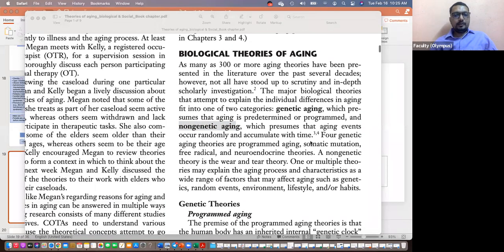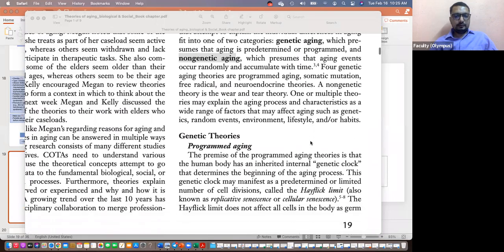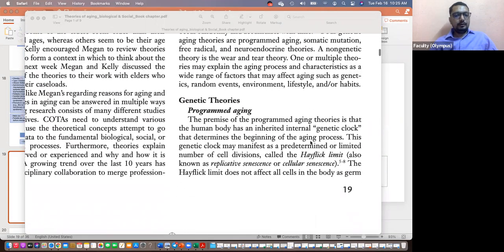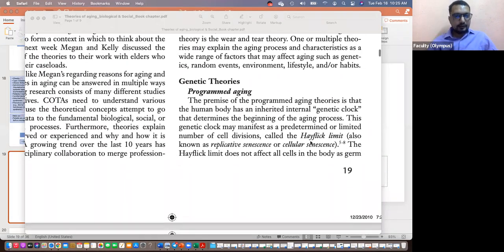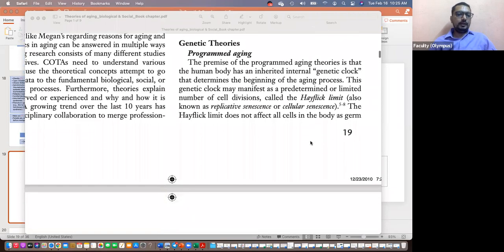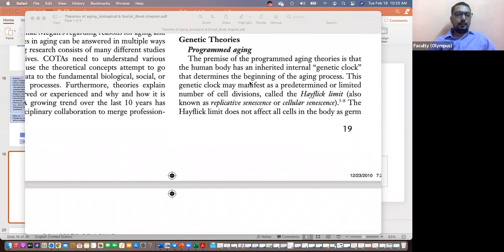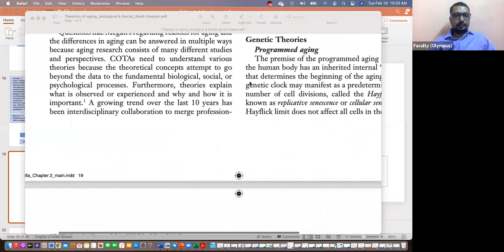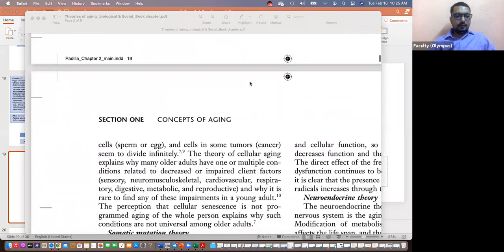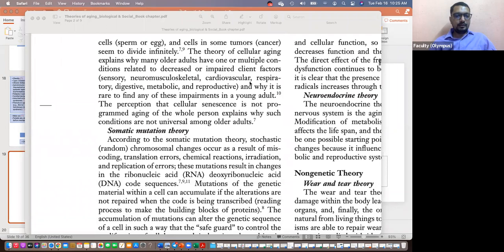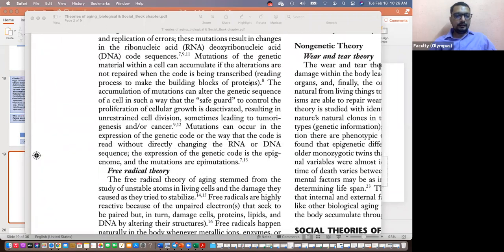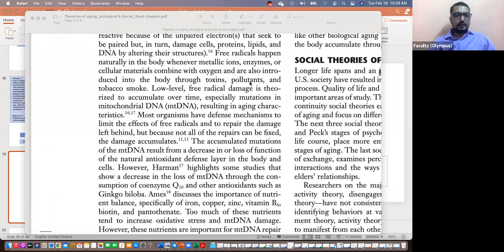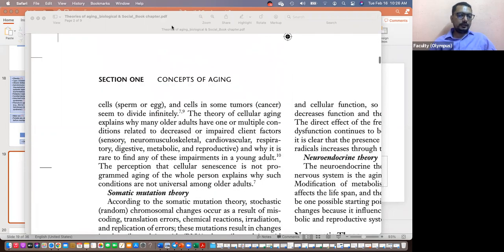Okay, let's look into some selected genetic theories. I made and collected a brief summary on this. I'm going to talk to you about a few genetic theories, like programmed aging theory, somatic mutation theory, free radical theory, and neuroendocrine theory, etc. I'm going to briefly explain the concept.